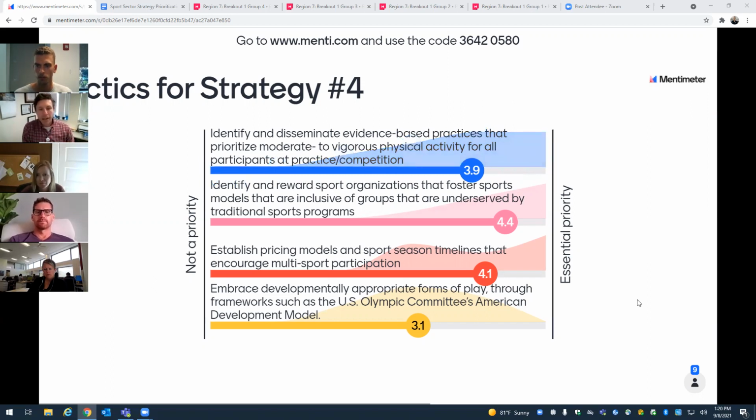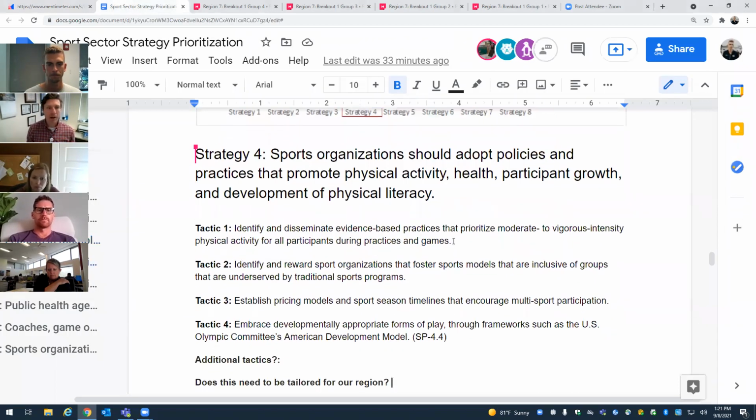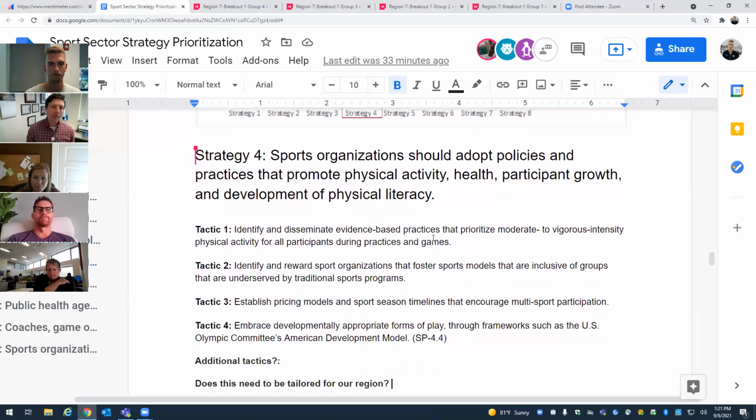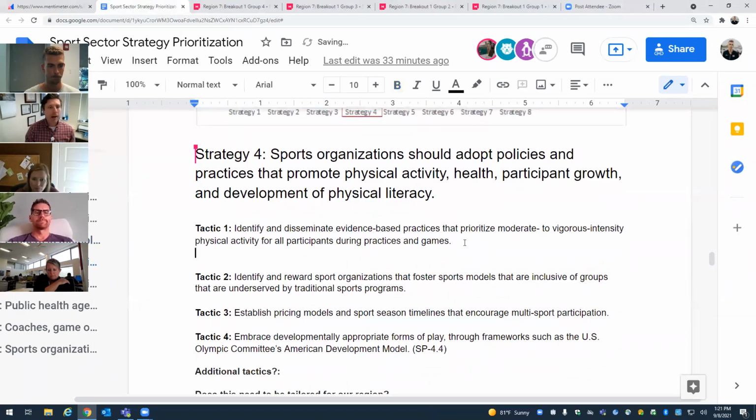Shooting, rifle shooting? Yeah, that's a good one. Correct. Are there any examples of any of these things that are currently being done as model programs within our region? I think I mentioned this before.